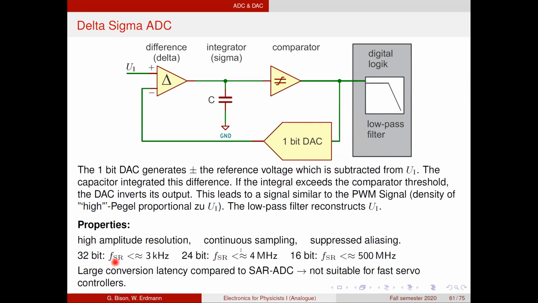Up to 32 bits are commercially available for sampling rates, let's say, up to 3 kilohertz or so. And then 24 bits, still very high resolution. You can get up to 4 megahertz, and 16 bits you can get to several hundreds of megahertz.